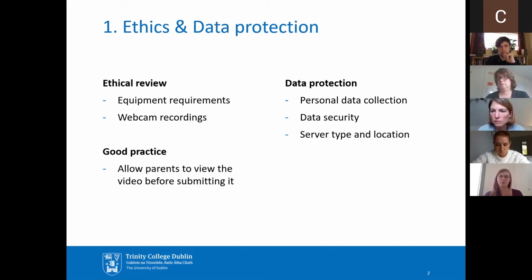But what is a more complicated issue is the type of servers that you're using for online testing. Technically, GDPR allows data storage on the commercial clouds, such as AWS and Microsoft Azure, as long as the servers are in Europe and owned by or used by European companies.